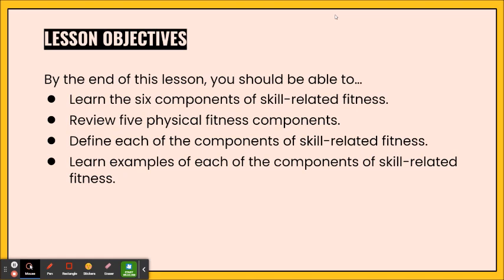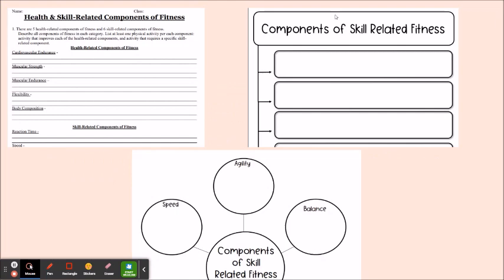Here are the lesson objectives. By the end of this lesson, you should be able to learn the six components of skill-related fitness, review five physical fitness components, define each of the components of skill-related fitness, and learn examples of each of the components of skill-related fitness. Here are the pages that you're going to be working on in your skill-related fitness components packet.